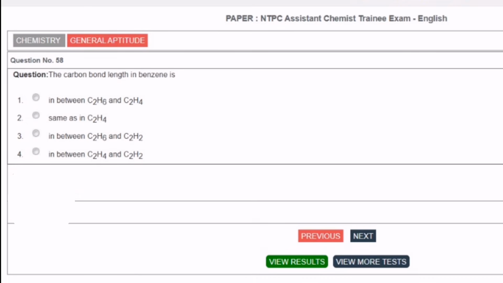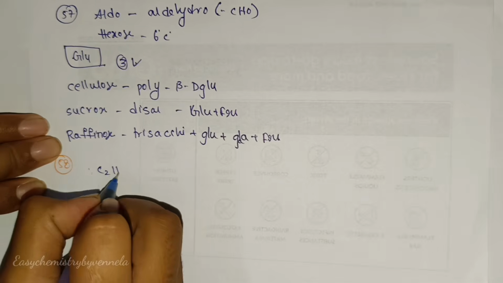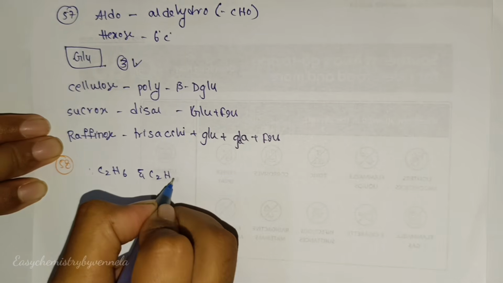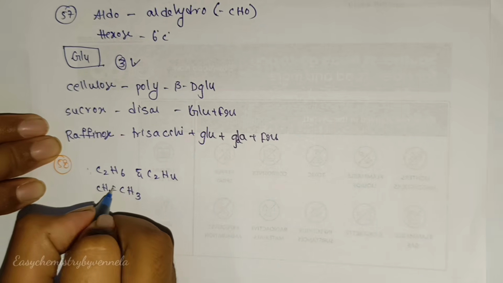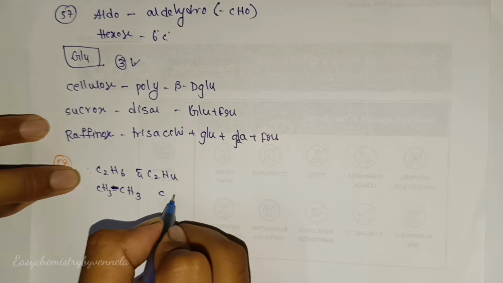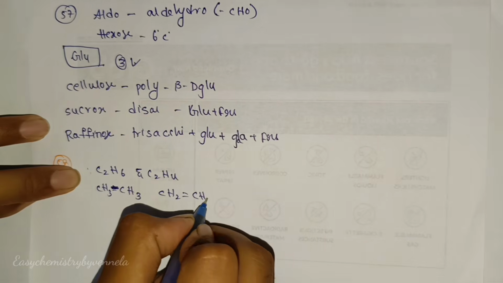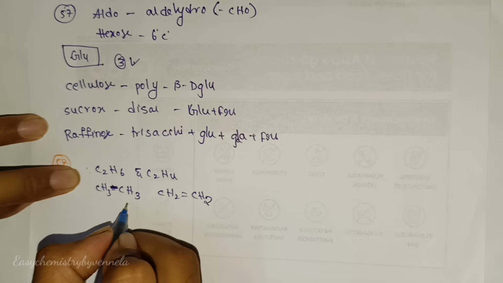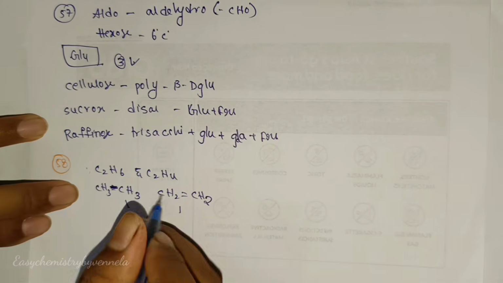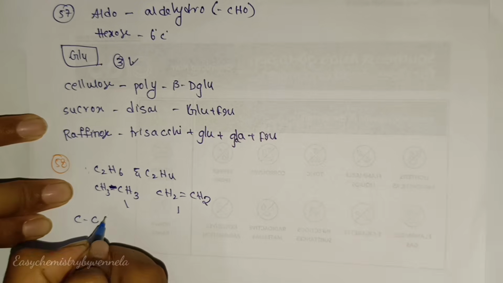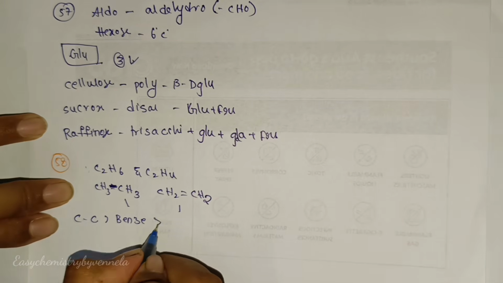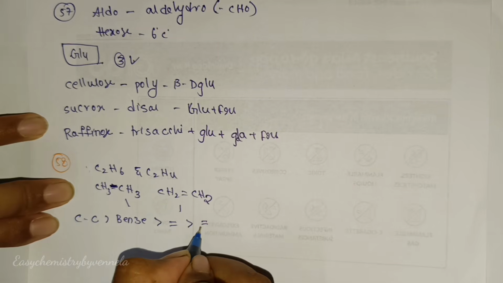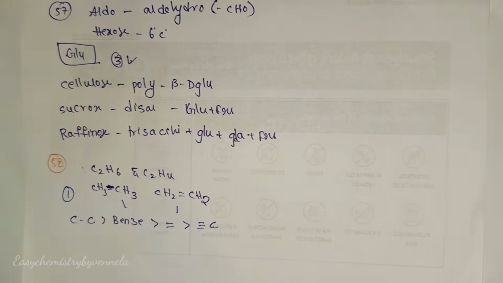Next question. The carbon bond length in benzene is. This question is already explained. I am directly explaining the answer. C2H6 has a single bond. C2H4 has a double bond. Here what they ask is benzene. Benzene is between single bond and double bond. This order I already explained: single bond is greater than benzene, which is greater than double bond, which is greater than triple bond. So the correct option is first one.